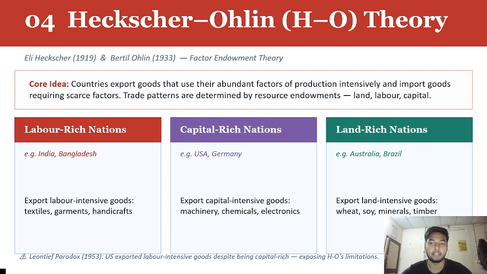First land, second labor, third capital. Labor, for example, is cheap in India and Bangladesh. Capital: USA and Germany. And land: Australia and Brazil.